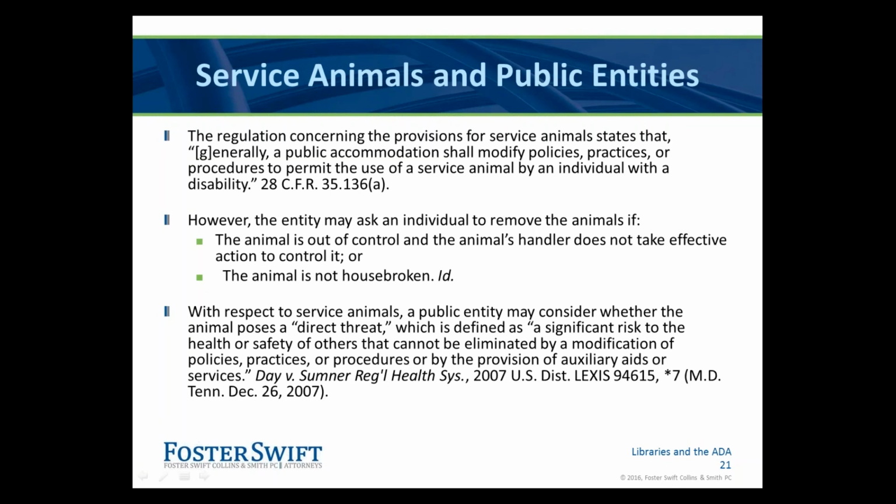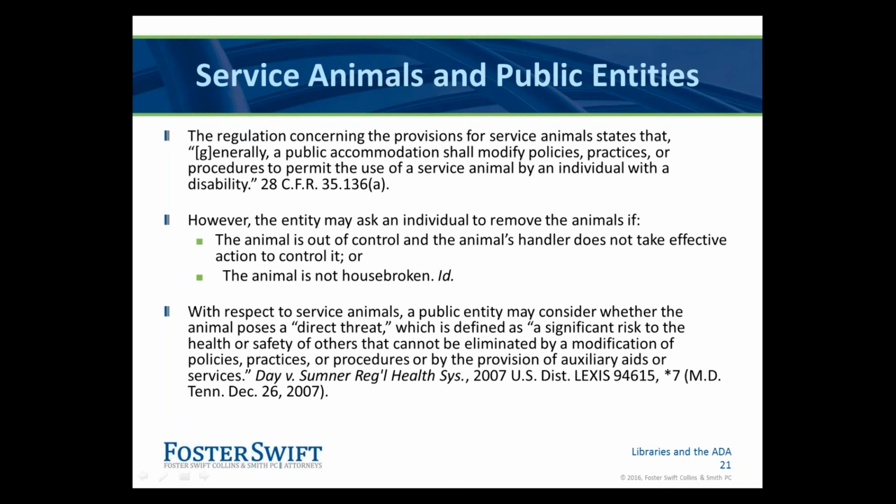Also, with respect to service animals, a public entity may consider whether the animal poses a direct threat, which is a significant risk to the health and safety of others that cannot be eliminated by modifications, practices, or procedures, or by the provision of auxiliary aids or services. If you have what appears to be a dog that is out of control, that is barking, that appears that it may be violent, this is one of those things that you're going to have to evaluate as to whether you think that animal poses a direct threat to the safety of others.